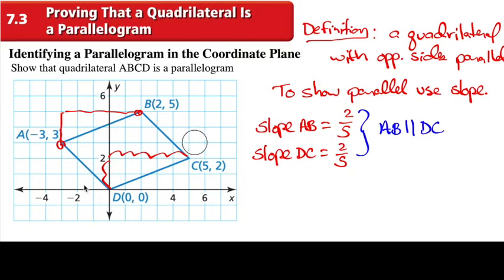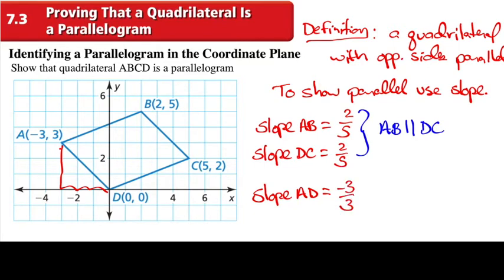So let's clear this area. And now let's compare AD. AD has 1, 2, 3 down and 1, 2, 3 to the right. So the slope of AD is -3 over 3, which is equal to -1. And now the side opposite is BC. And we see that from B we go 1, 2, 3 down and 1, 2, 3 to the right. Slope of BC is 3 down, which is -3, 3 to the right, which is +3. That gives us a -1.